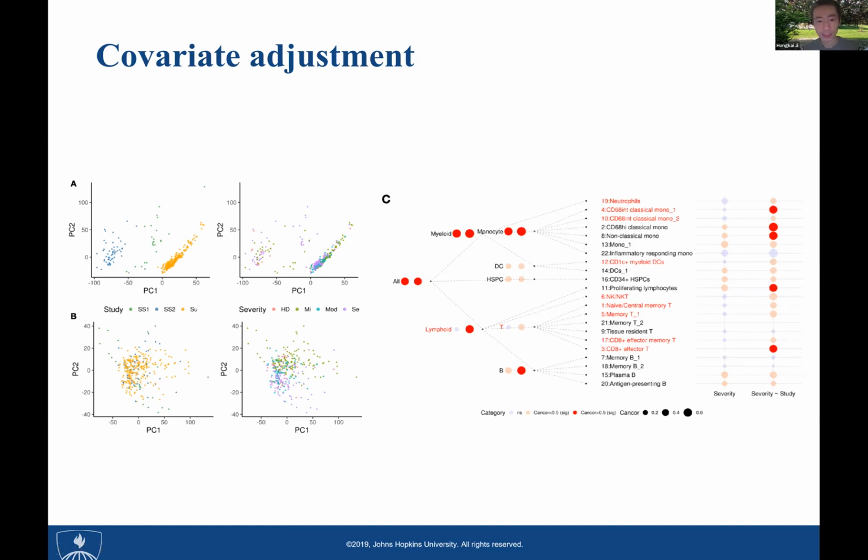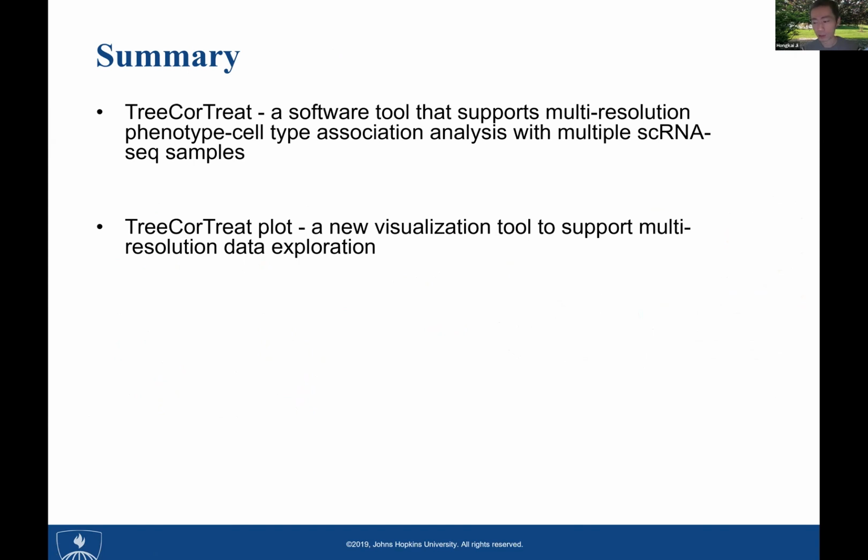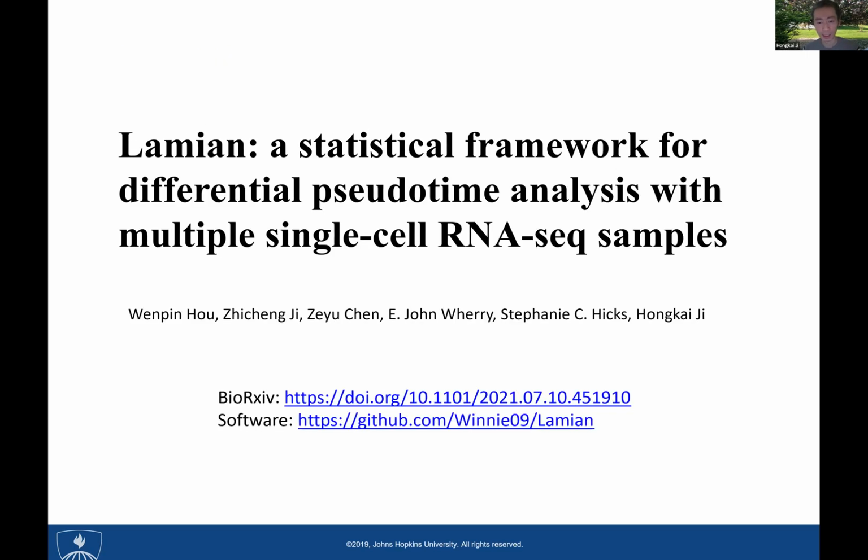So this is just a sampling of the functions we have provided in trickle tree. There are many more functions, and unfortunately, in the interest of time, I cannot go through all of them. But if you are interested in those functions, you are very welcome to read our trickle tree manuscript and also try our trickle tree software. So to summarize, trickle tree is a software tool that supports multi-resolution phenotype cell type association analysis with multiple single-cell RNA-seq samples. Particularly, we have developed the trickle tree plot as a new visualization tool to support your multi-resolution data exploration. And we hope with this tool, you will find it easier to explore the rich information in multi-sample single-cell RNA-seq data.